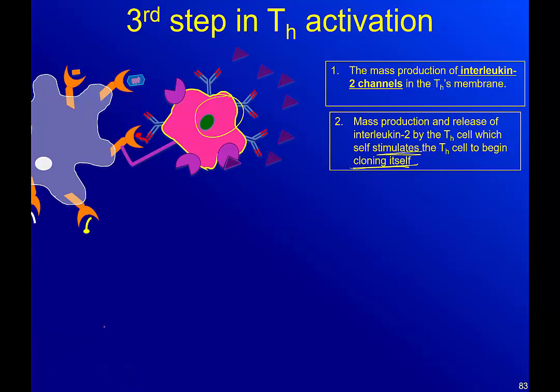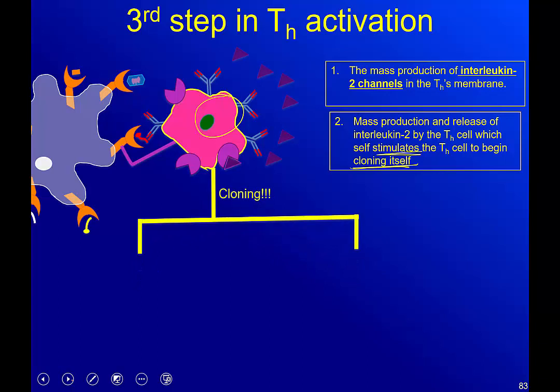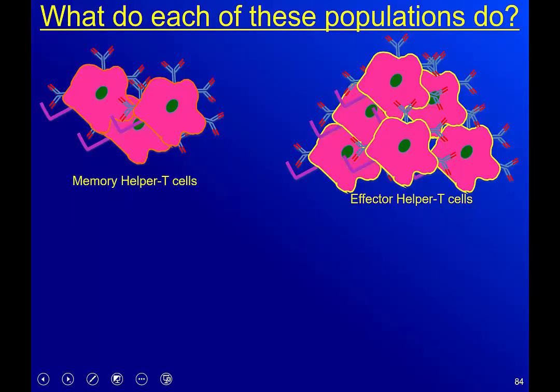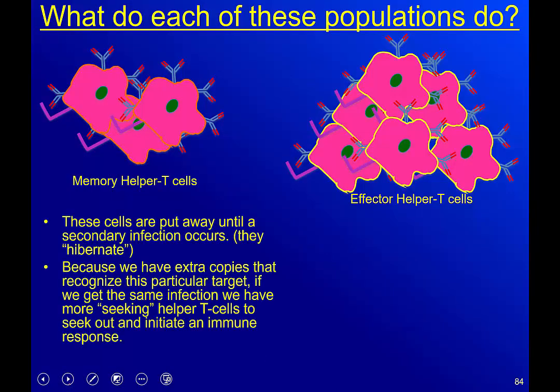I need to start cloning this cell because this cell is the one that is supposed to be activated. So this right here is the jump start. You need to start cloning. And I end up with two sets of cells. I end up with memory helper T cells and I end up with effector helper T cells. So let's talk about those two populations. Memory helper T cells.